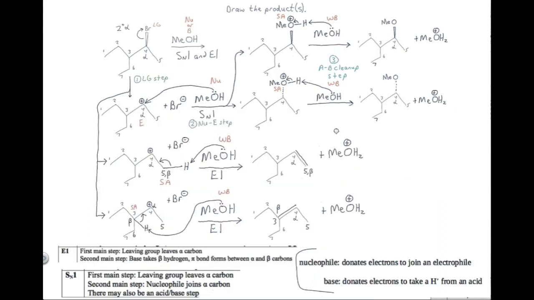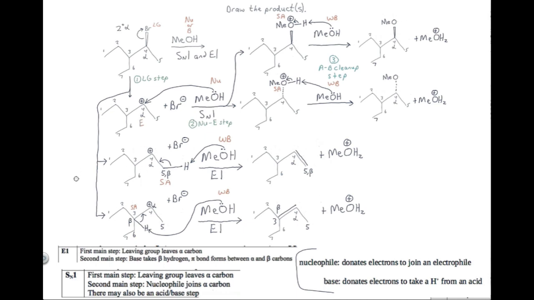This problem gives us important practice with seeing the similarities and differences between the E1 and SN1 mechanism. Why don't you pause the video and decide for yourself, how are E1 and SN1 similar and different? Well, here's the answer. The similarity is that both E1 and SN1 have the same first step. The first step for both E1 and SN1 is that the leaving group leaves the alpha carbon, forming the carbocation intermediate. So the carbocation intermediate that's used in E1 is the same carbocation intermediate used in SN1.